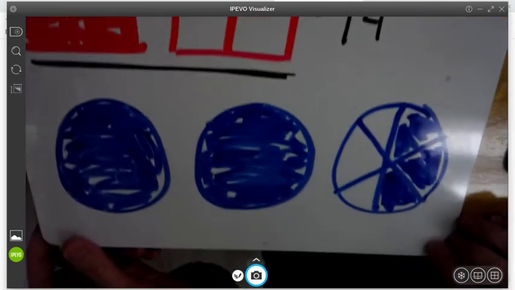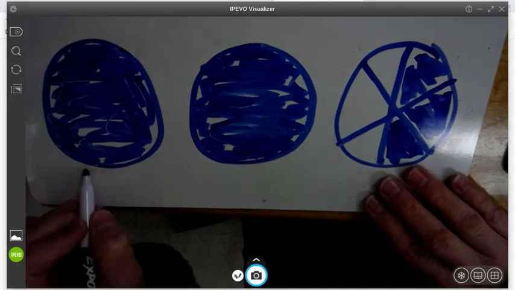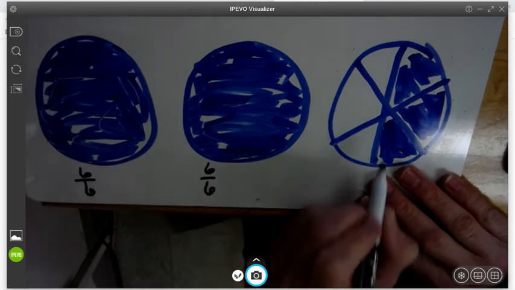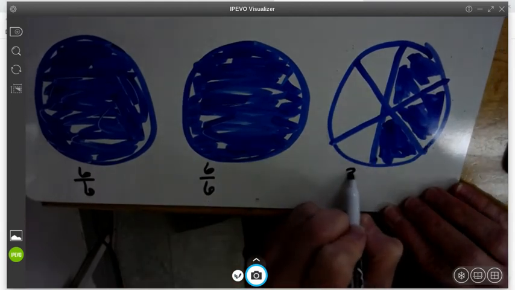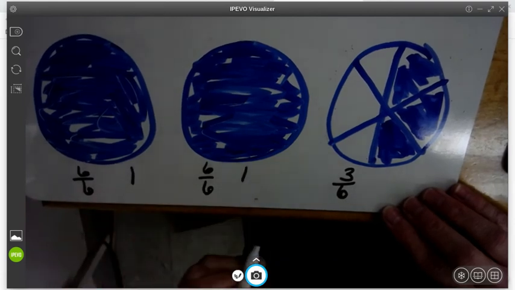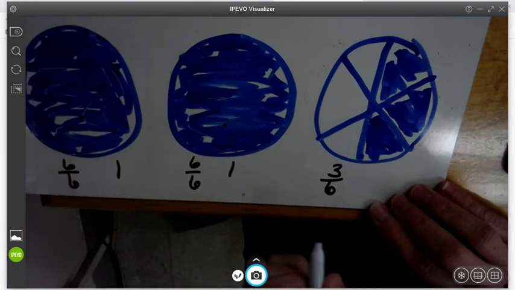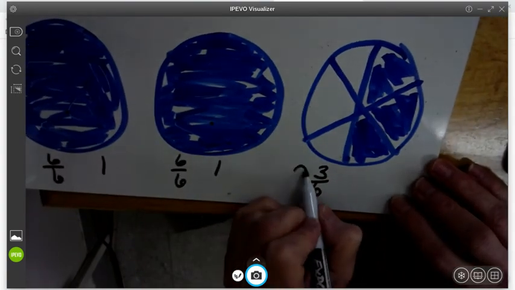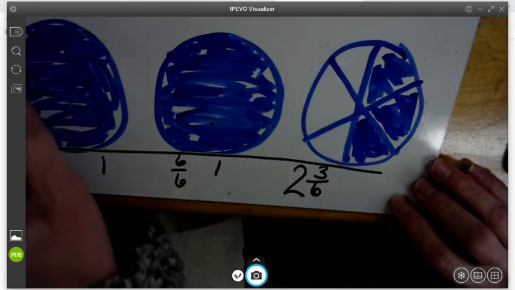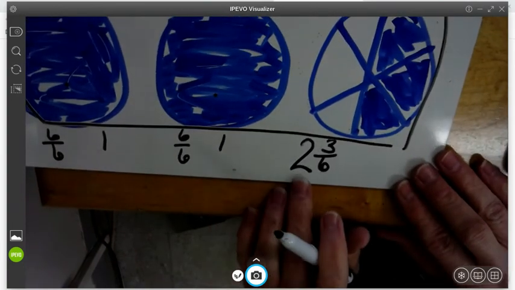Okay. The next one below it, this one is 6/6. And this one is 3/6. Well, these are one whole. So I have 1, 2, and the 3/6. So I actually have 2 and 3/6 all together. 2 and 3/6. But I can simplify this.